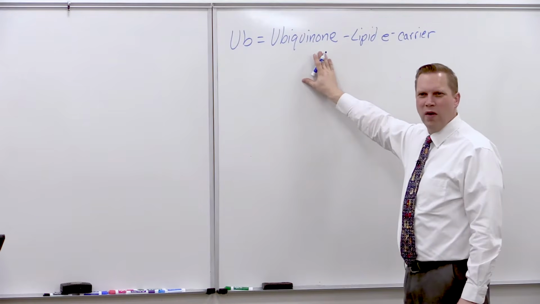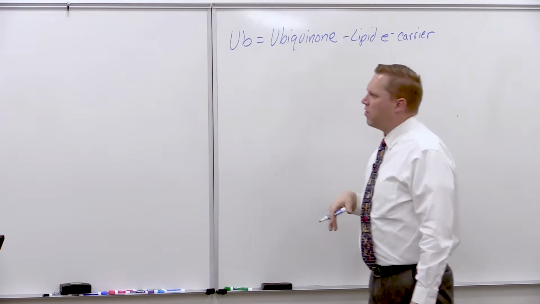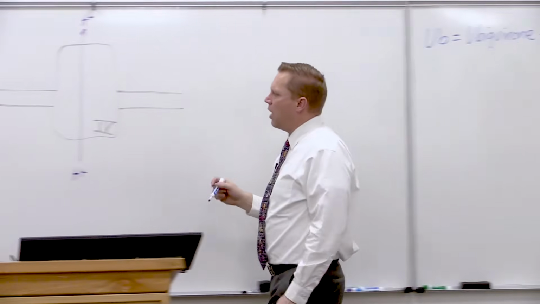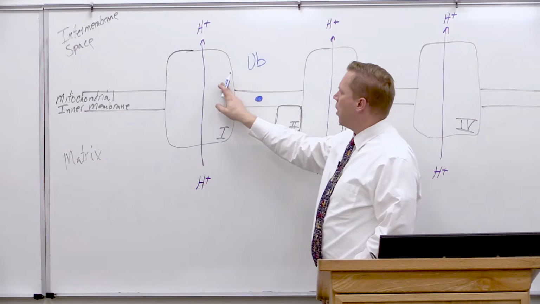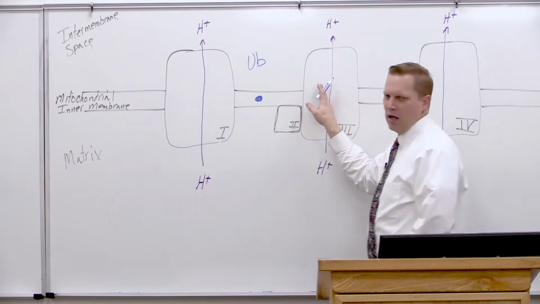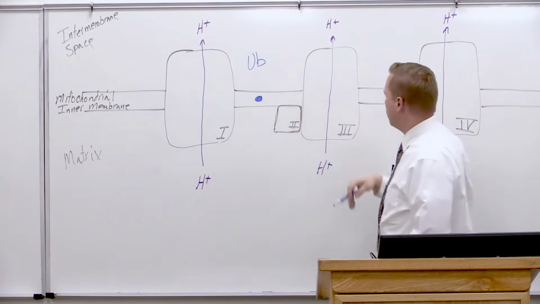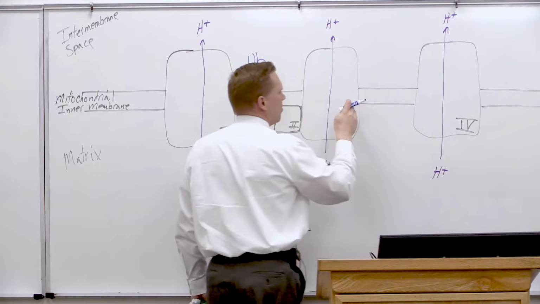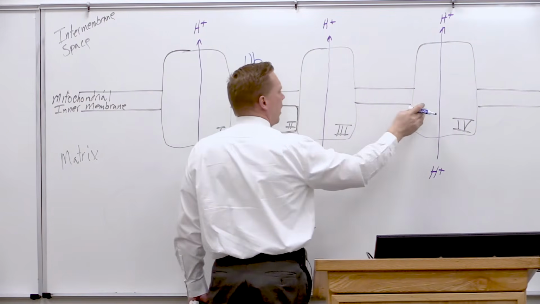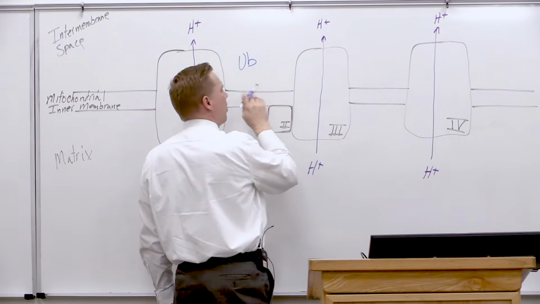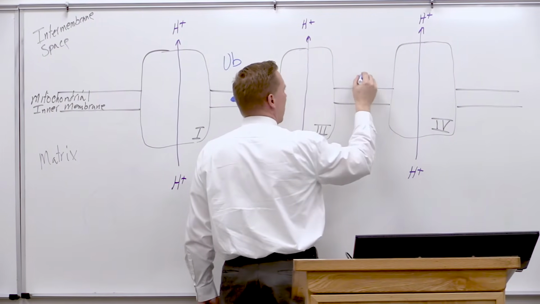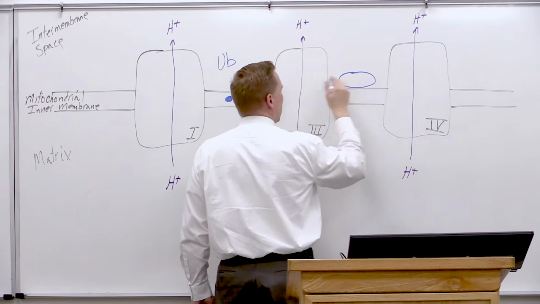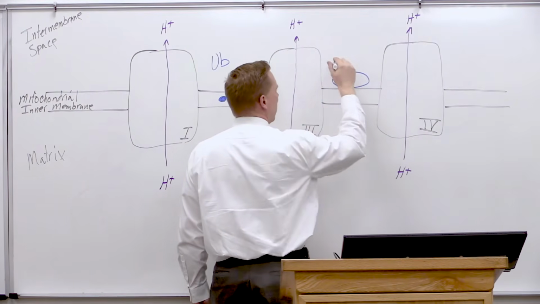So this is actually another type of cofactor. We've talked about cofactors before. Ubiquinone is another type of cofactor. And it resides in the membrane, and it's going to take our electrons from complex 1 and shuttle them over to complex 3. We're also going to need a shuttle between complex 3 and complex 4.